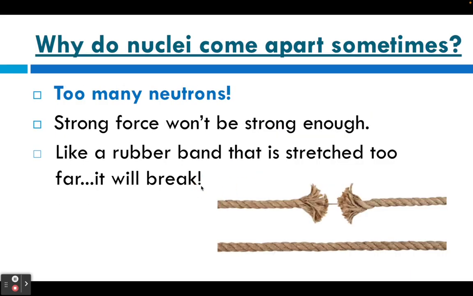So what happens when you have too many neutrons? The neutrons do have a stabilizing effect, but you can have too many neutrons. So why do the nuclei come apart? It's because we have too many neutrons, so the strong force won't be strong enough to hold everything together. It's like a rubber band that is stressed too far. It's going to break, right? The same thing with the neutrons. You put more neutrons into the nucleus, it's going to break. It's going to fall apart.